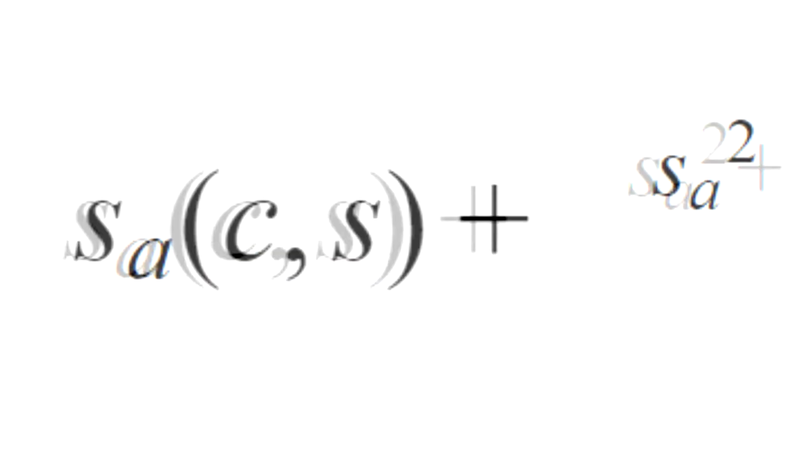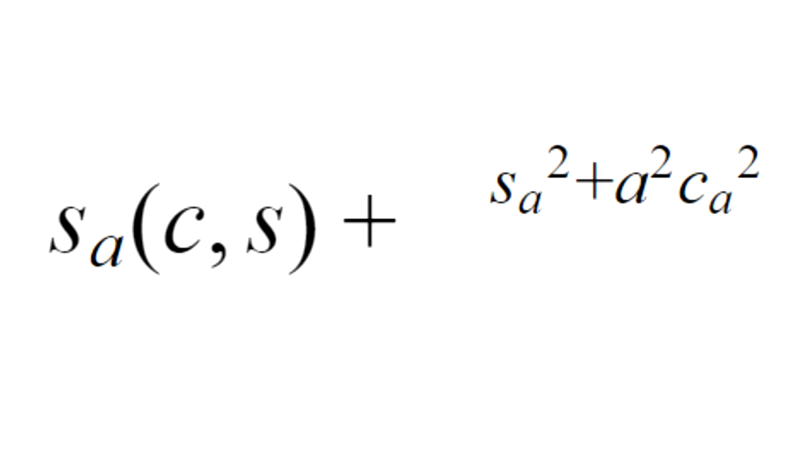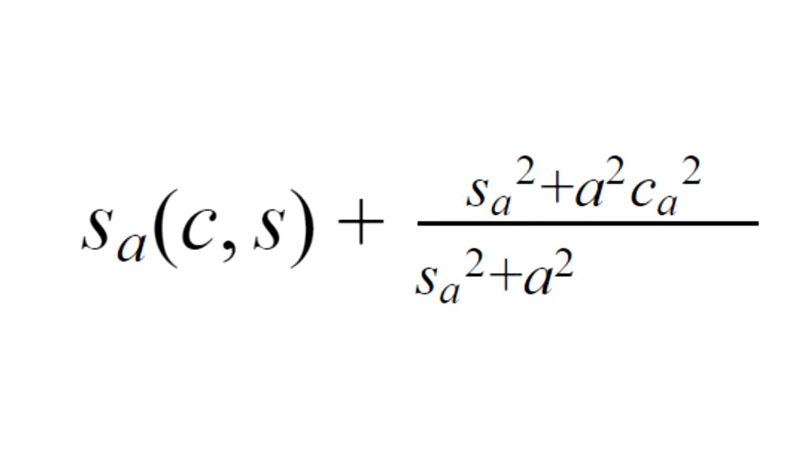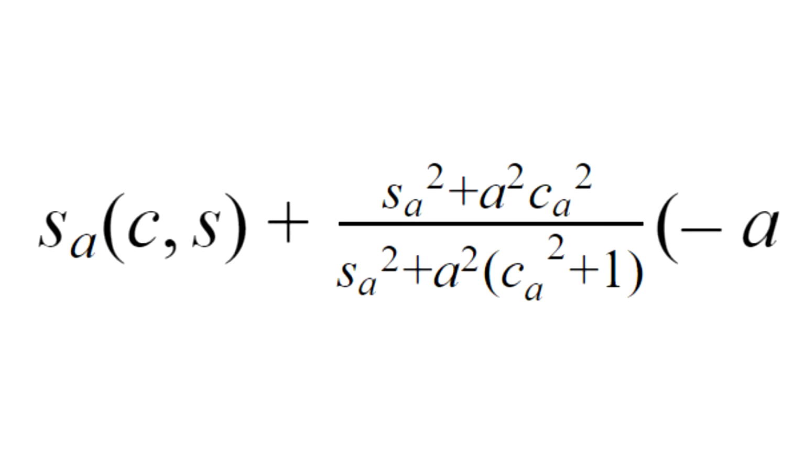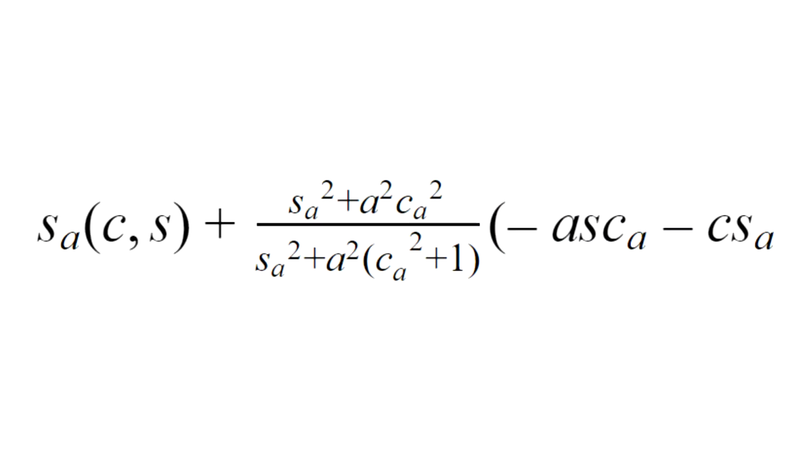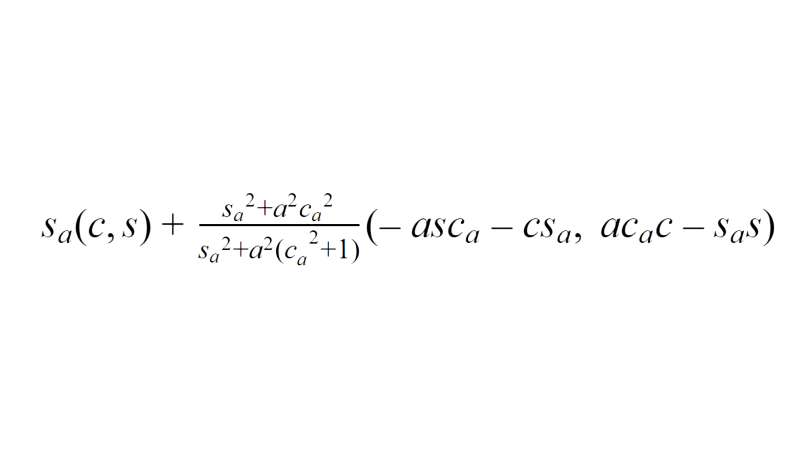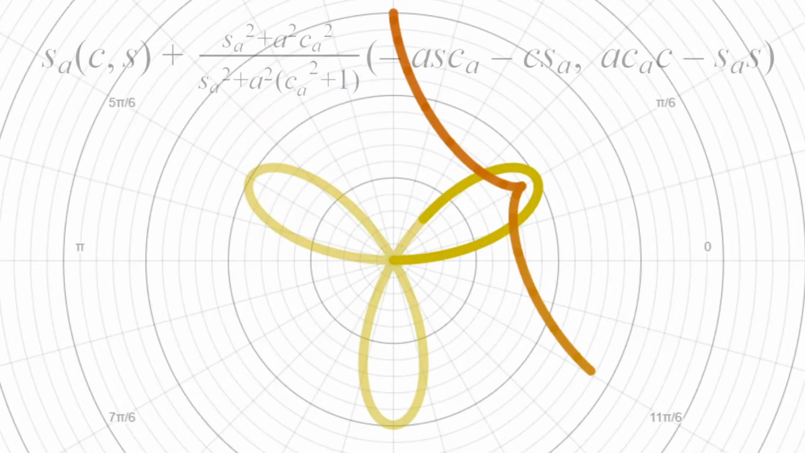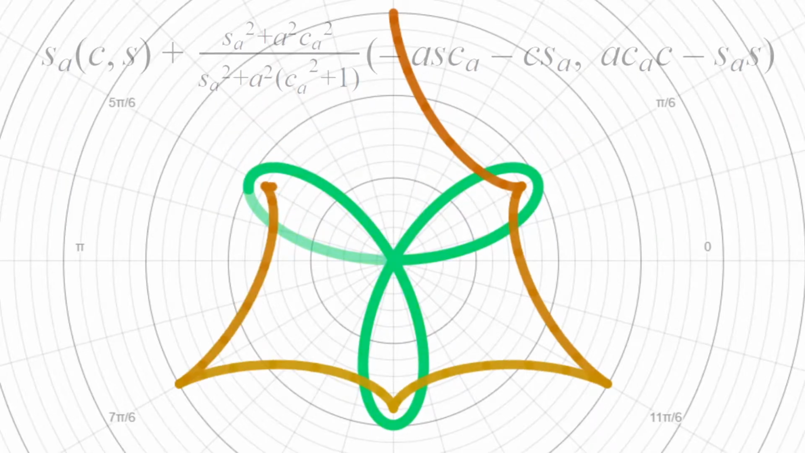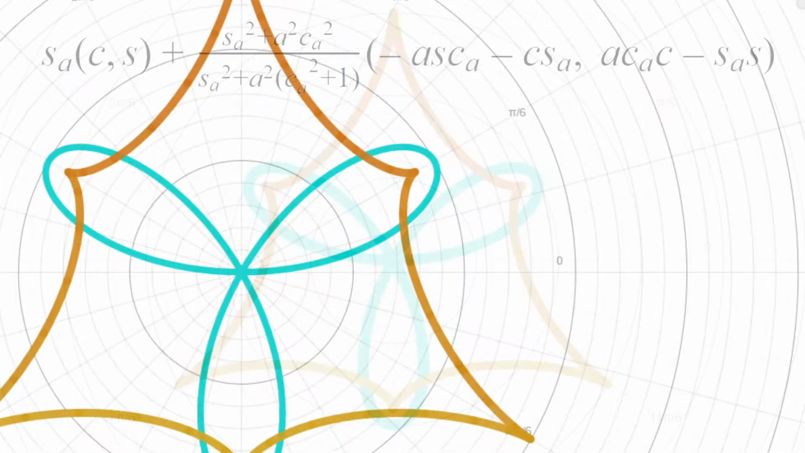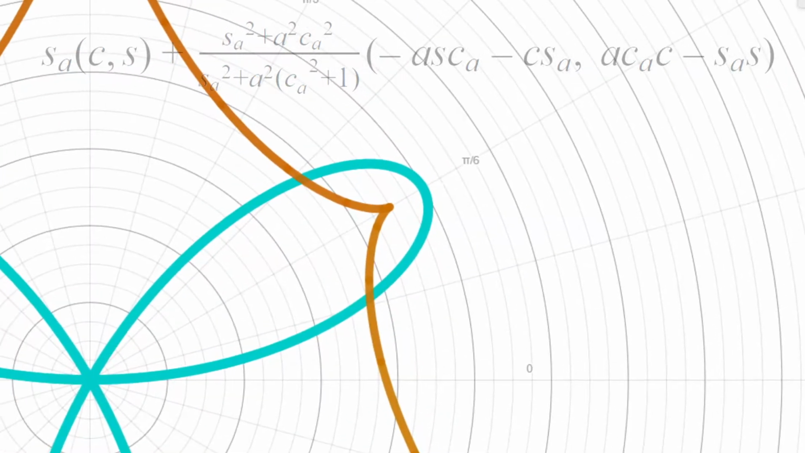Simplifying does not do much to this expression, but it will reduce to s sub a c, s plus s sub a squared plus a squared c sub a squared, all over s sub a squared plus a squared times c sub a squared plus 1, times the coordinate negative a s c sub a minus c sub a, comma a c sub a c minus s sub a s. And when we plot this parameter, a web-like shape appears, which is formed by these cusps.